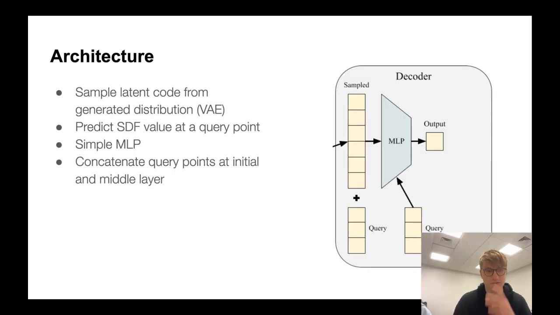For the decoder, very simple. We have a fully connected layer. We sample from the latent distribution, and we concatenate our query points. We can pass in many query points at the same time, and then we pass this through a very simple, also decreasing size MLP, and in the middle we once again concatenate the query point, as this helps improve performance.